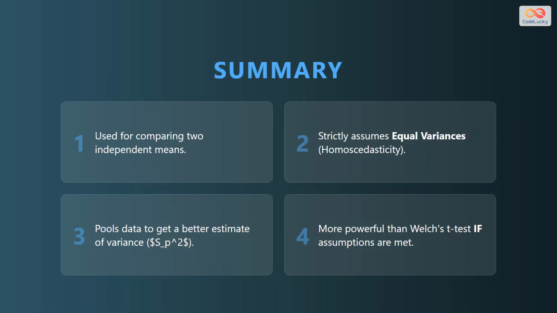In summary, 1. Use this test to compare two independent means. 2. Ensure the equal variance assumption holds true. 3. The test works by pooling data for a better variance estimate. And 4. Remember that if assumptions are met, this test is slightly more powerful than the alternative Welch's t-test.